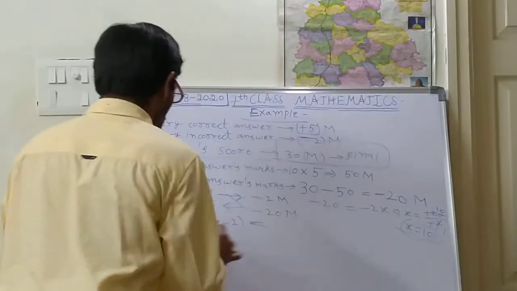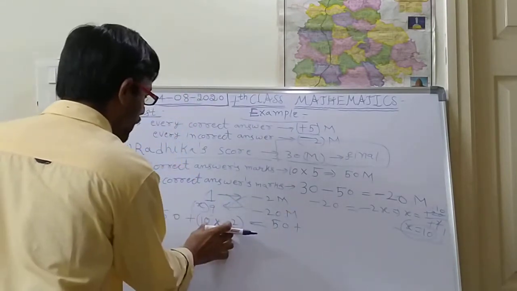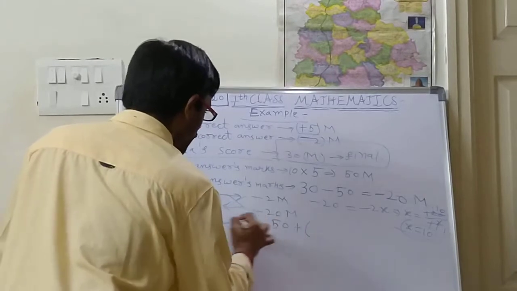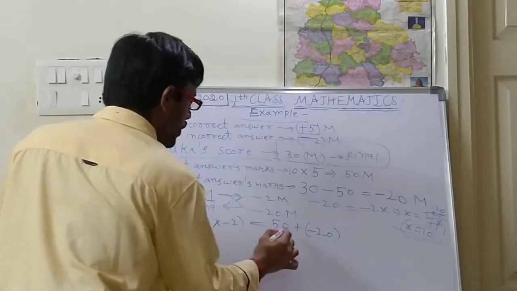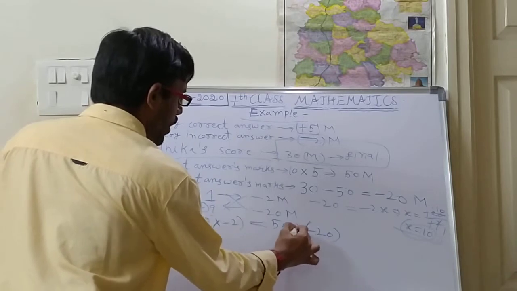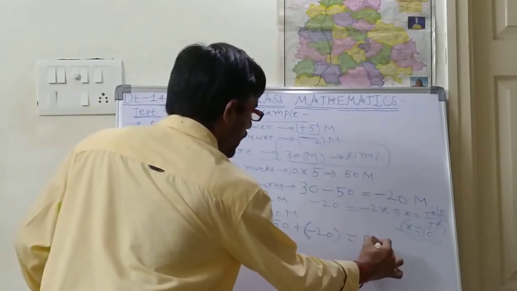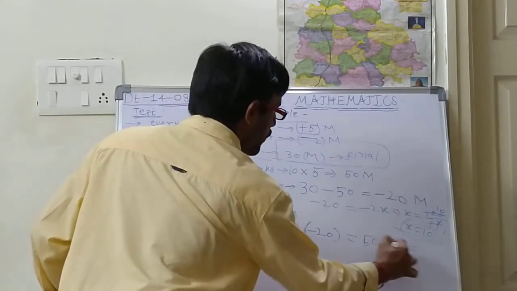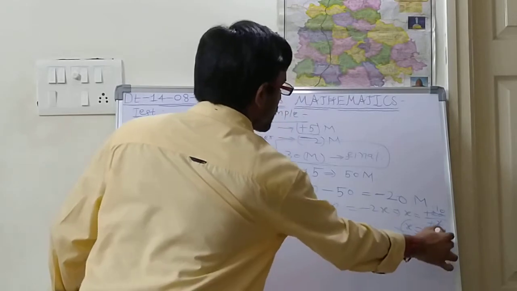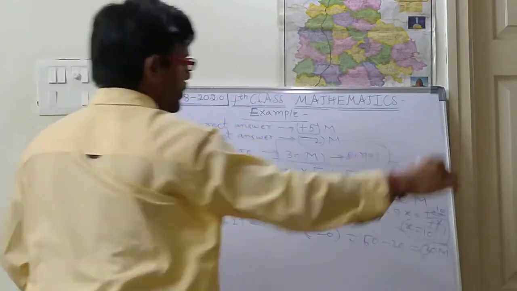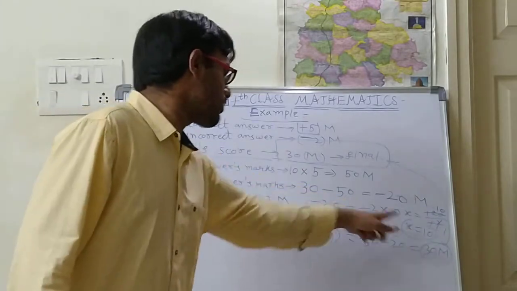Okay. So now 50 plus 10 into minus 2. 10 into 2 is 20. Plus into minus is minus, minus 20. Here to remove brackets we have to multiply, so plus into minus is minus. So 50 minus 20 is 30 marks. So this answer is tallying with this answer. 30 marks and 30 marks. So whatever we got for x, that is correct.